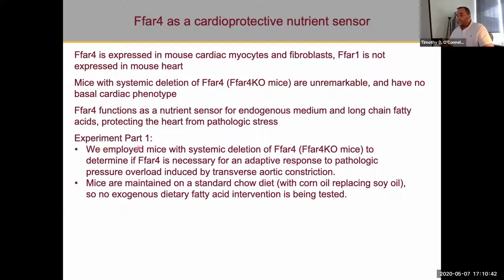So the experiment: we're going to use FFAR4 knockout mice that I've already introduced to you to determine if FFAR4 is necessary for an adaptive response to pathologic pressure overload induced by transverse aortic constriction. And an important point I want to make, this is the first phase of a long-standing project we're going to examine, and these mice are only on a standard chow diet. We're not looking at any exogenous dietary fatty acid interventions. I want to be clear, there are no omega-3s being added to the diet in these experiments.